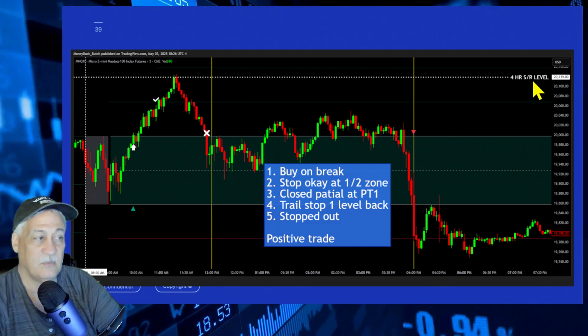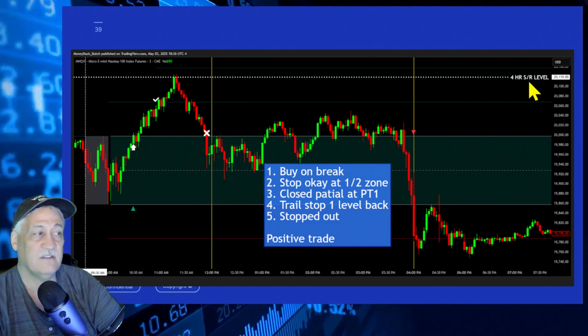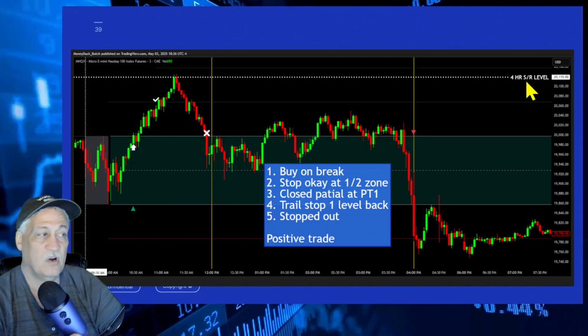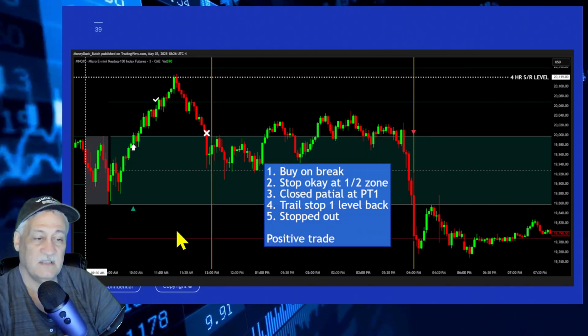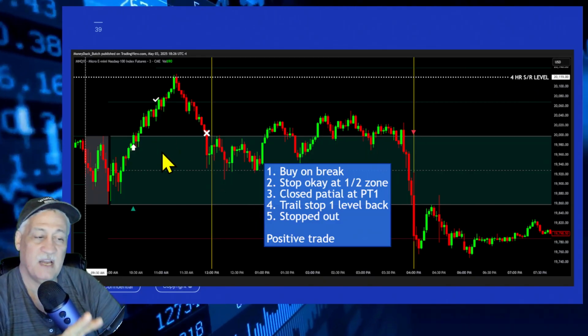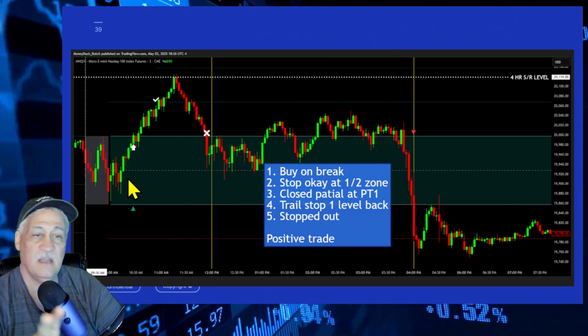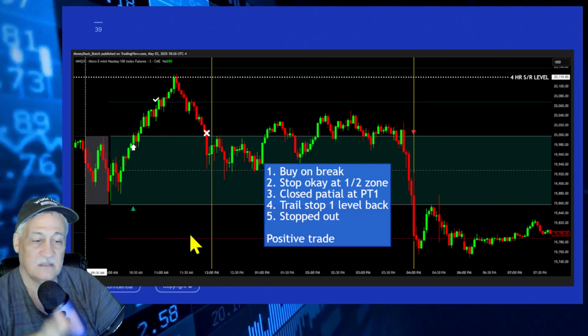Saturday and Sunday are reserved for looking at the 4-hour time frame and marking support and resistance levels and zones. So stopped out at break even, positive trade. Positive trade on all this. Okay, choppy day. Here's some results.